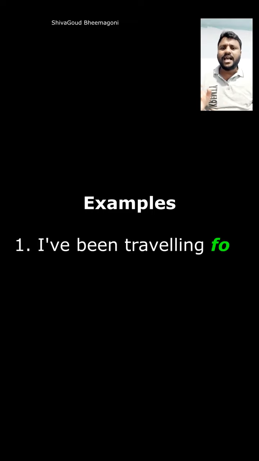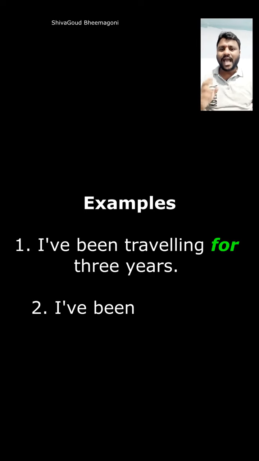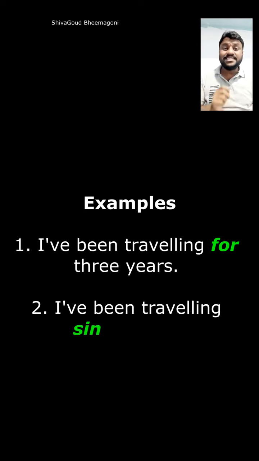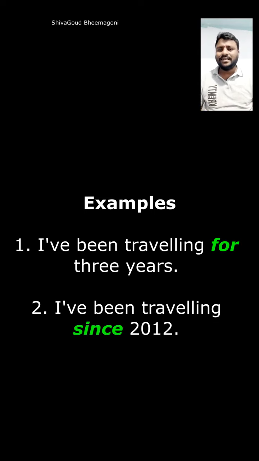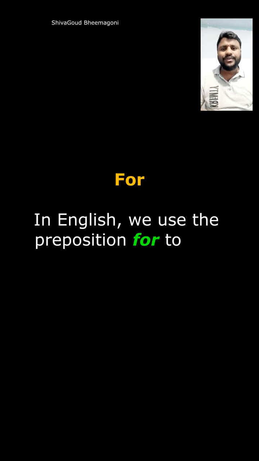First one, I have been traveling for 3 years. I have been traveling since 2012. Today you will learn why we use for in sentence 1 and since in sentence 2. Getting into the detail, we will learn first about for.